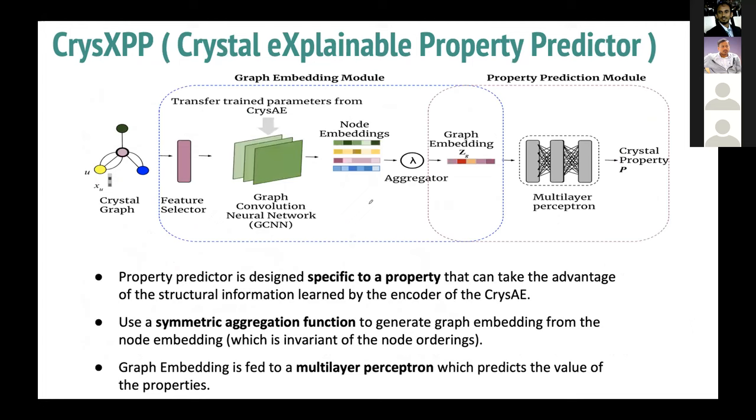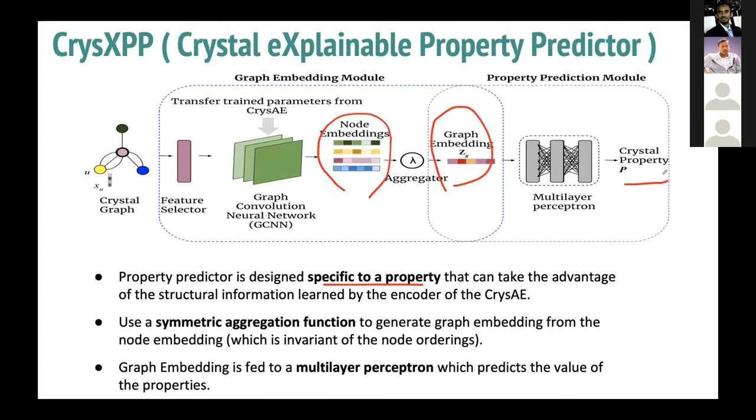Once we have this, the property predictor is designed specific to a defined property. Once the graph's node features pass through the feature selector and through the GCNN, the graph convolution neural network, we have the node embeddings. From the node embeddings, through a simple aggregator, we have the graph embeddings. From there, we have the multilayer perceptron, and we get the property prediction. So this is a very simple model.